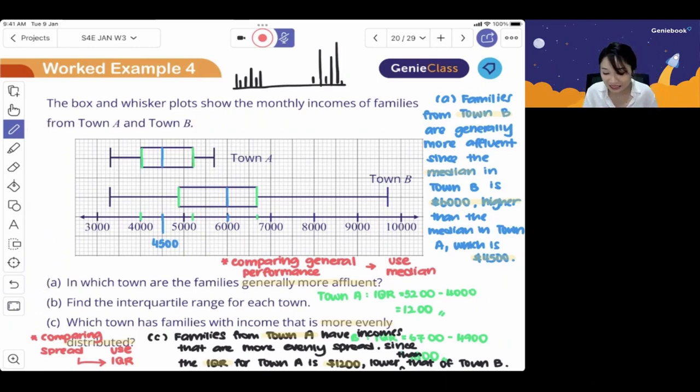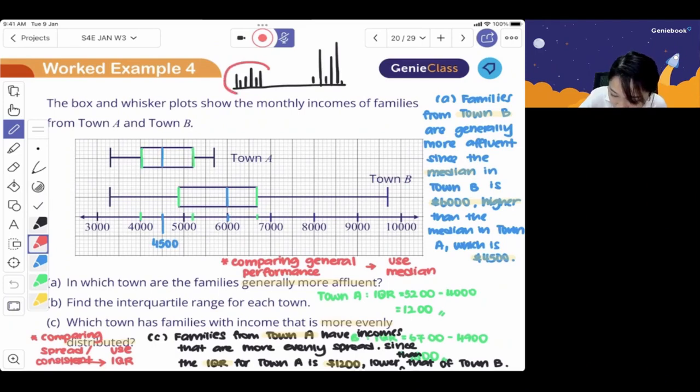Very good, Denise. Yes, the first one is definitely more consistent. When we are talking about more evenly distributed, we are talking about which one is more consistent. We are comparing consistency, or spread. We want a smaller spread, so the one with the smaller spread will be called more consistent, right?